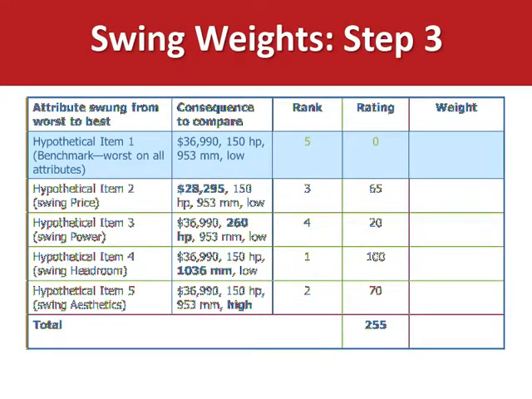Now that we have an ordinal ranking of our alternatives, the next step is to give each one a rating. That is a number of points between 0 and 100. So obviously the hypothetical item, being the worst on all attributes, gets the 5th rank, and we give it also the lowest rating. We give it 0 points. On the other hand, we know that in this case, hypothetical item number 4 has the highest rank. I ranked it number 1 overall, so it gets arbitrarily the full 100 points.